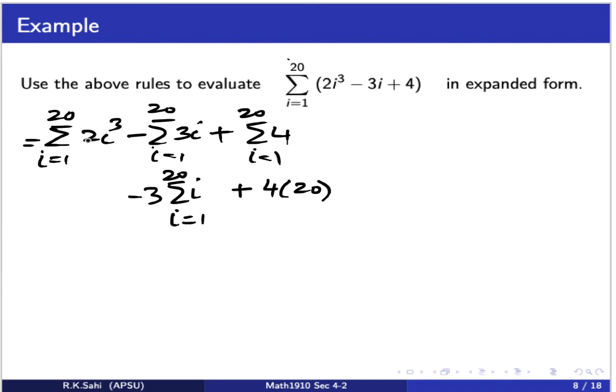Let's look at this one. It's a constant multiplied by i cubed, and we know the formula for the summation of i cubed. We just need to pull the 2 out: 2 times the summation from i equals 1 to 20 of i cubed.